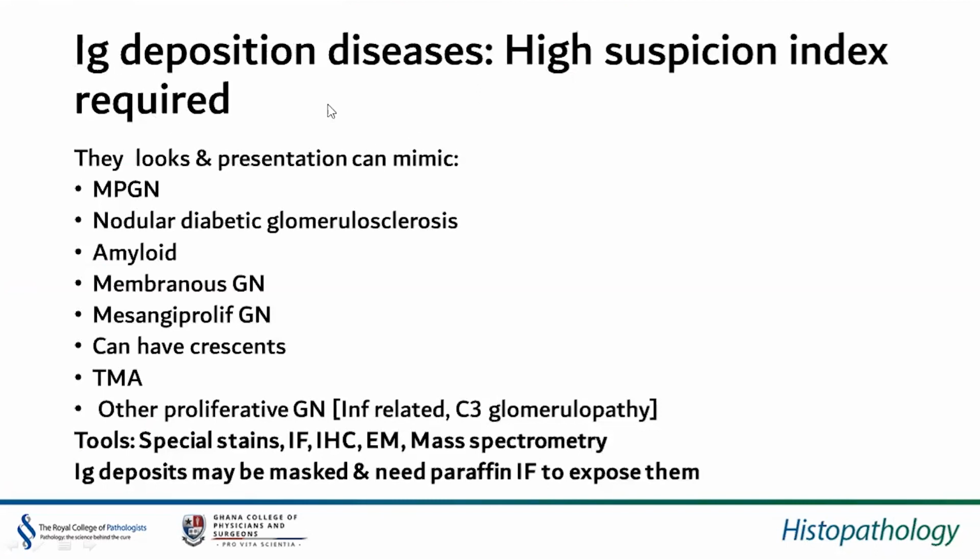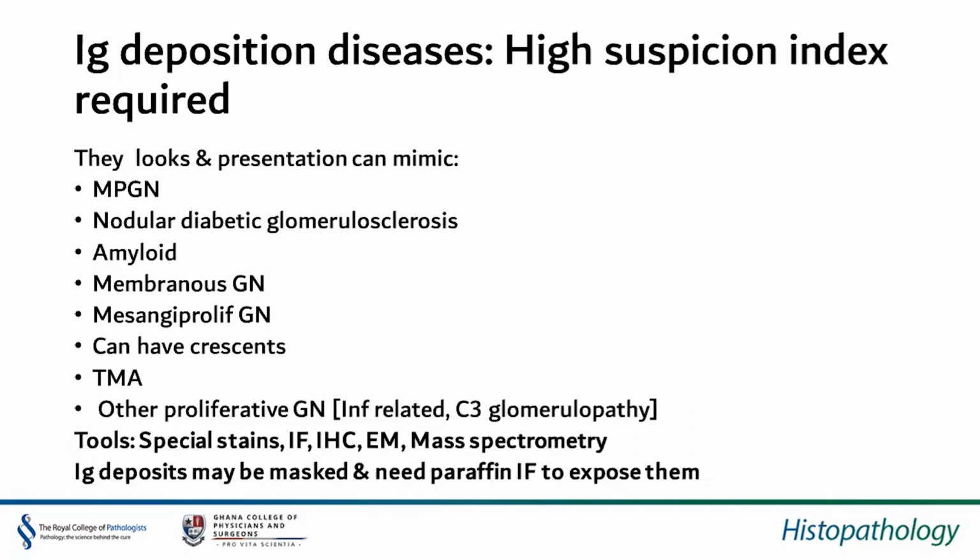We never want to miss an immunoglobulin deposition disease because the treatment is different. It is treated as a hematologic malignancy. And therefore, we have to have a high suspicion index to pick up these. And it's not that the patient is always a known diagnosed case of a plasma cell disorder. In fact, the kidney biopsy may be the first indication of the presence of the underlying clonal plasma cell disorder.